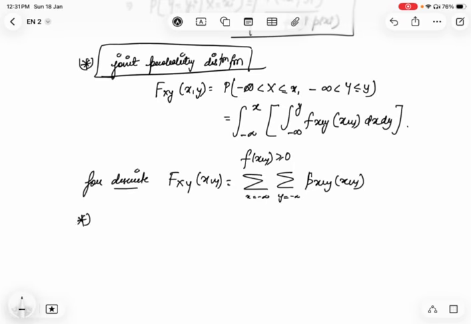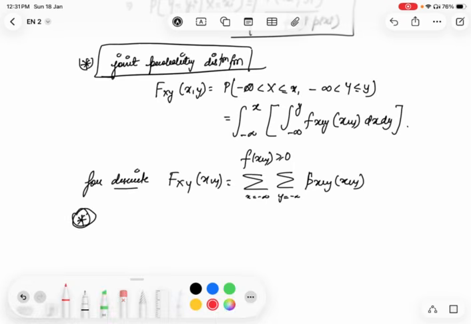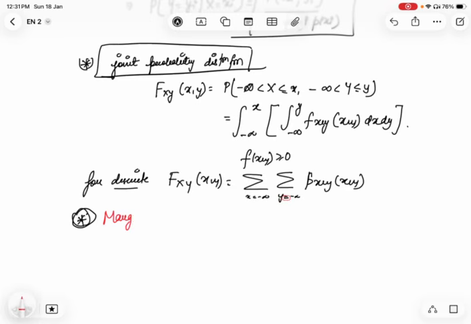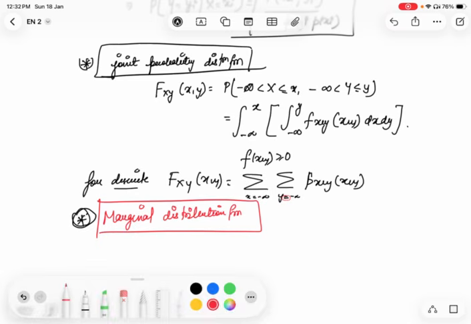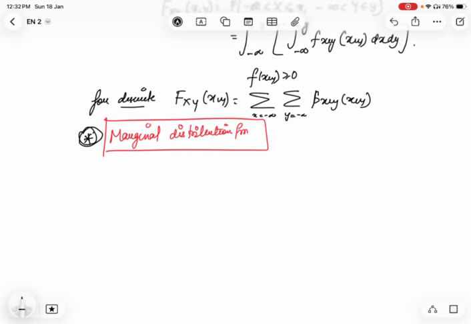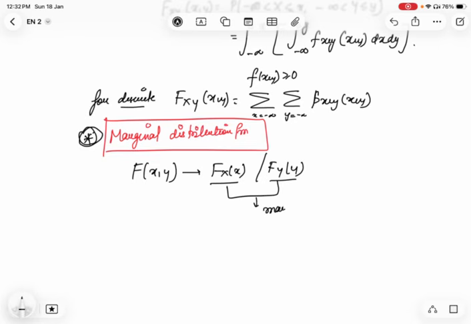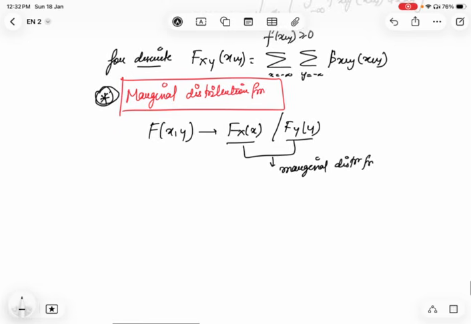So here, I should use the red for the heading: Marginal distribution function. So what is the marginal distribution function? When you have x and y, and from this we have to calculate Fx or Fy. These Fx and Fy are called marginal distribution functions.